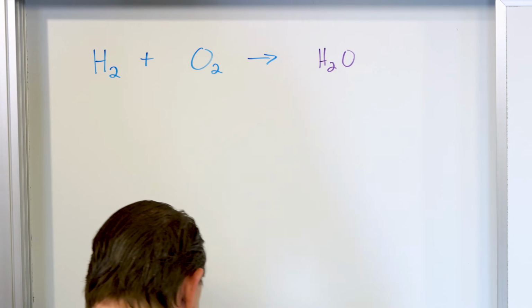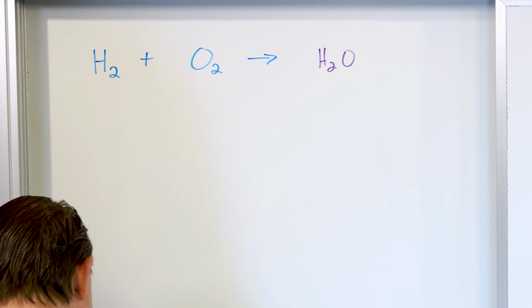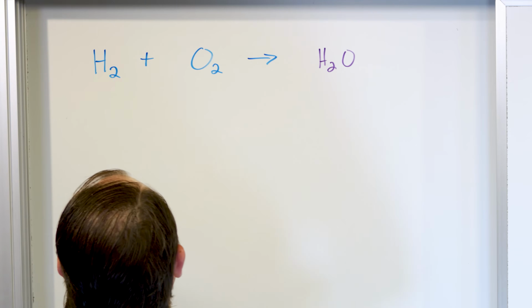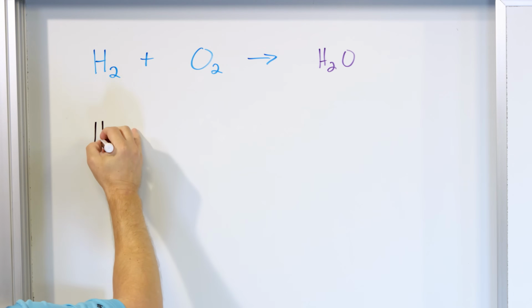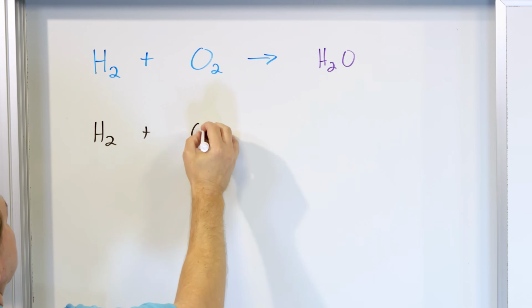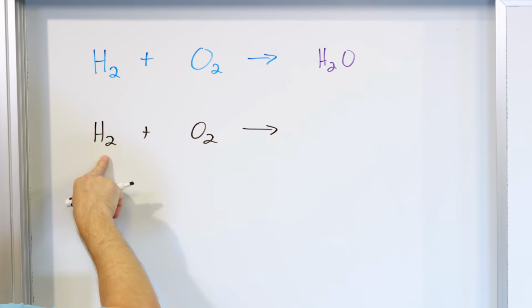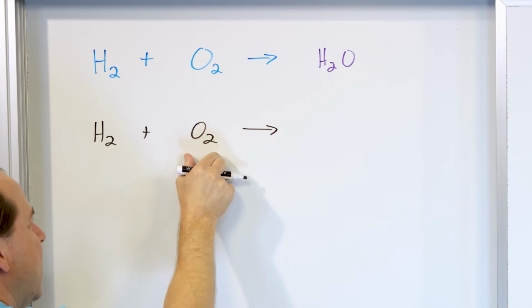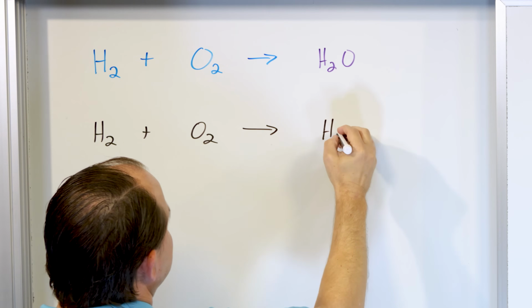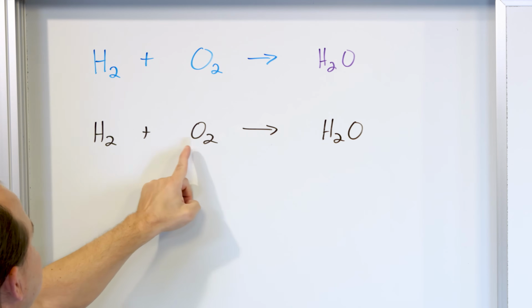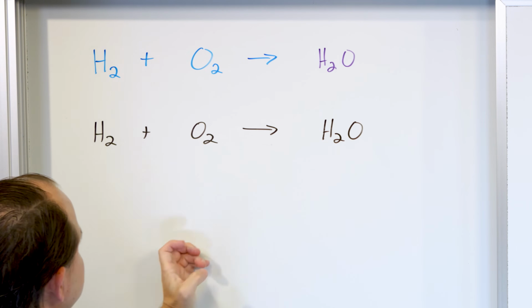So what we have to do now is learn that this is what we call an unbalanced reaction. We have to learn how to balance this chemical reaction. So let's write down the exact same thing. This arrow means yield. So this is H2 molecule plus O2 molecule yields something we call H2O. Now, notice that each of these things have subscripts. This is a 2, this is a 2, this is a 2.